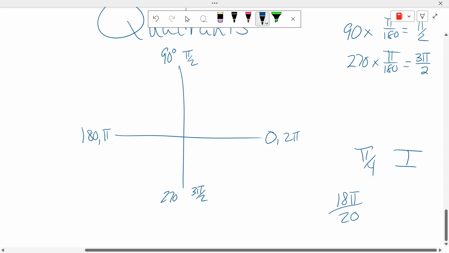18 pi over 20. I guess it's 9 pi over 10. Where would that fit in? That's really close to what? Pi. It's really close to 1 pi, right? 18 over 20, because 20 over 20 would be pi. Pi over 2 would be 10 over 20. So it's somewhere in between 10 over 20 and 20 over 20. So that would be quadrant 2.